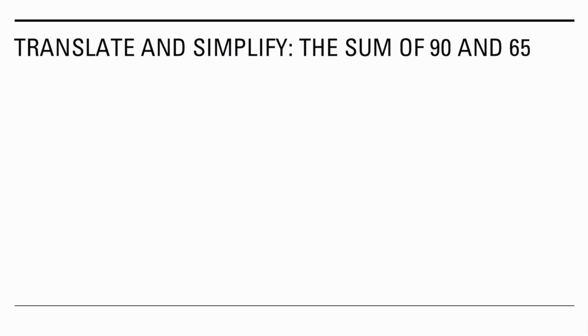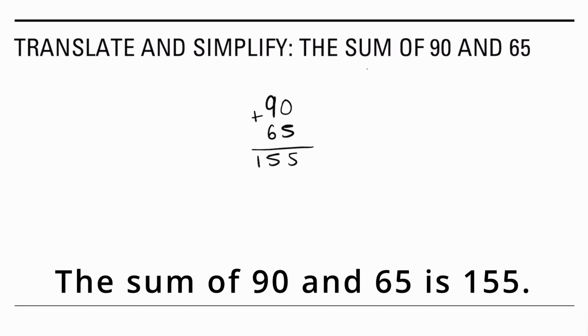So now we want to translate and simplify the sum of 90 and 65. So the sum means addition, 90 and 65. And so same process we've been using. So you go 0 plus 5 is 5, 9 plus 6 is 15, and we end up with the sum of 90 and 65 is 155.